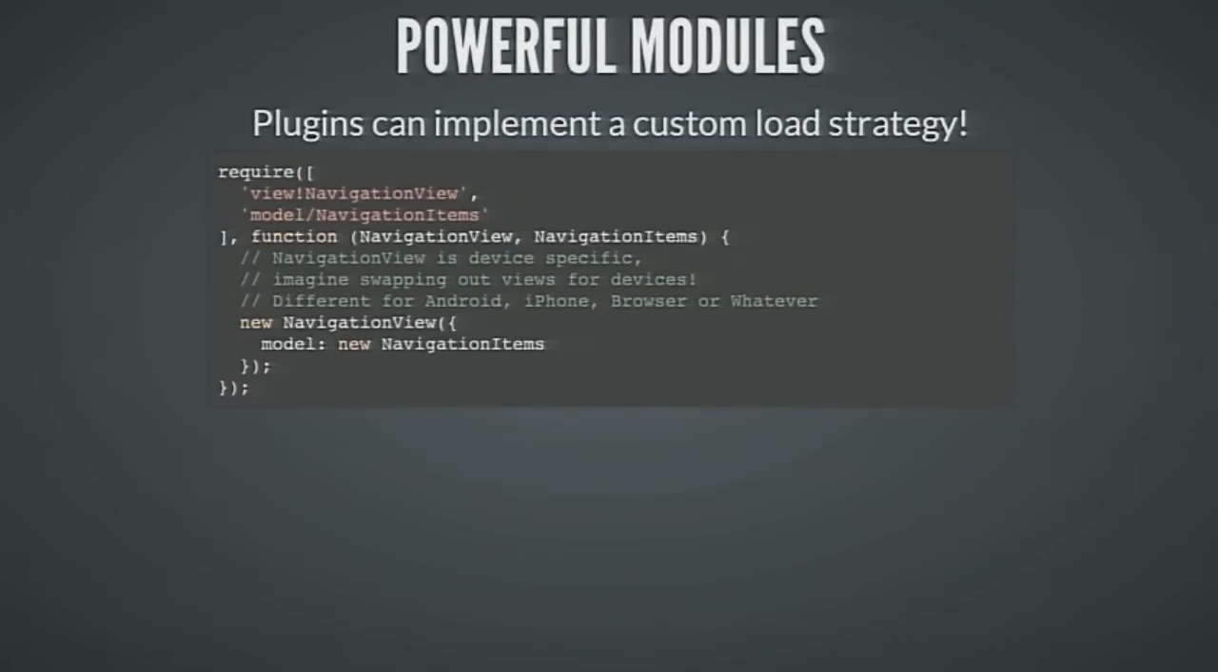Plugins can implement a custom load strategy. So this is a view plugin. It's theoretical, but I actually think there's one called Feature that does this or something similar to it. When you say view bang navigation view, it figures out what device you're asking me to give this resource to you on, or what device I'm building for, and then I'm going to give you a different view based on that device. So long as the views implement the same API, it doesn't matter if you're giving me back a mobile view, an Android view, it doesn't matter how specific you get, the loader can actually decide the right resource. And by the time you're actually working with it, it doesn't really matter to you what device you're on.